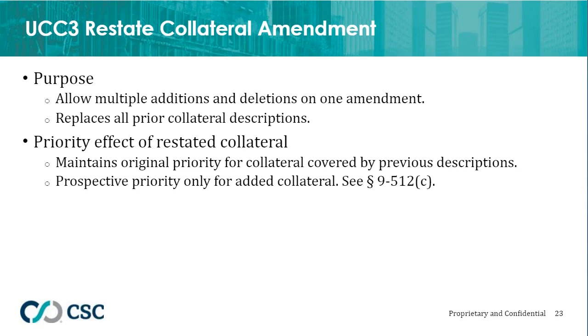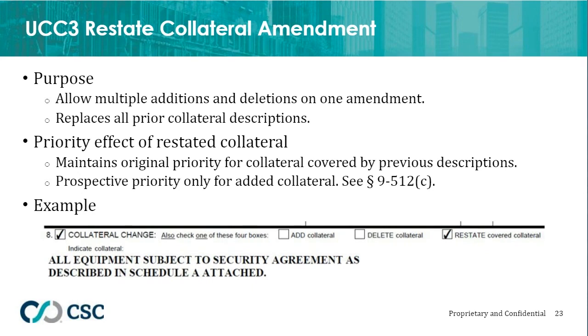It depends on just whether collateral is being added as part of that restatement. Here's an example of what a collateral restate looks like. Here they've described all equipment, and then they've provided a Schedule A, which is not included here, and on that Schedule A is all of the equipment. So that's one way to do it, and this will become the collateral description upon filing. It will replace all the prior collateral descriptions.